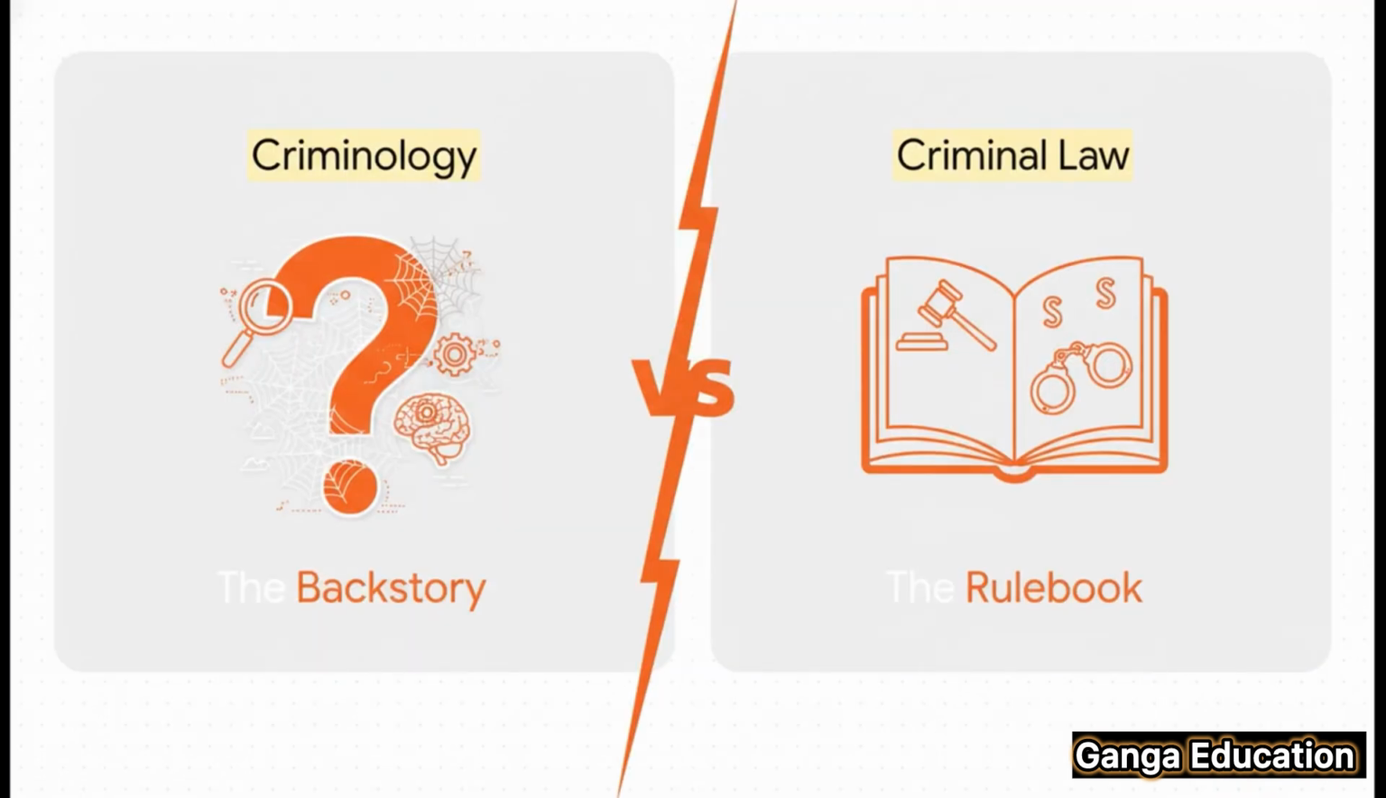Okay, let's get this straight right from the start because this is probably the most important distinction you need to get. Criminal law, and you're going to be studying a lot of it, that's the what. It's the rule book, right? It lays out all the sections, the definitions, the punishments. But criminology, that's the why. It's like being a detective before the crime even happens, trying to figure out the root causes of why people do what they do. One is the rule book, the other is the backstory.